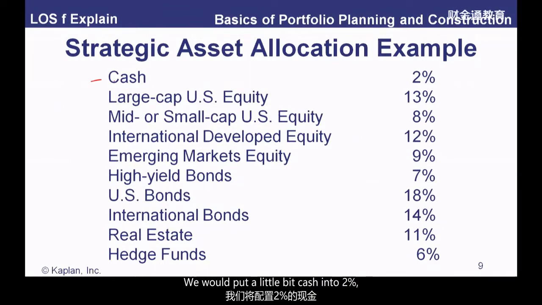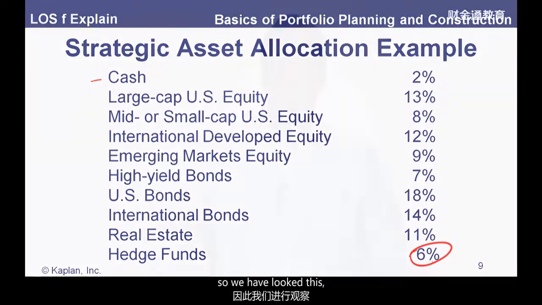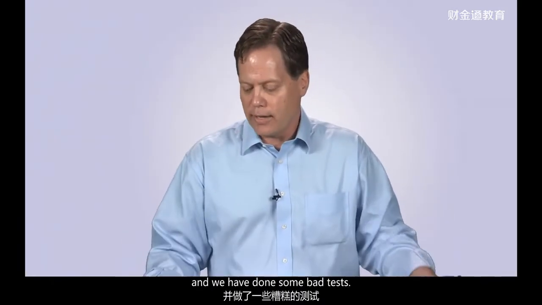We're going to put a little bit of money in cash, 2%, some large cap U.S. equity exposure of 13, mid cap or small cap U.S. is going to be 8, international equities 12, emerging markets 9, and then you see a bunch of bond allocations, high yield U.S. bond, international bond, a little bit of real estate, and then 6% down here at the hedge funds.